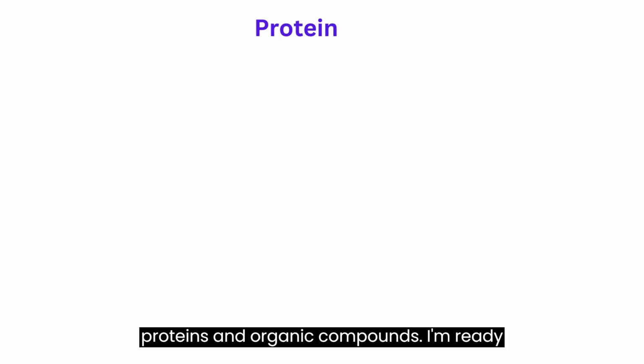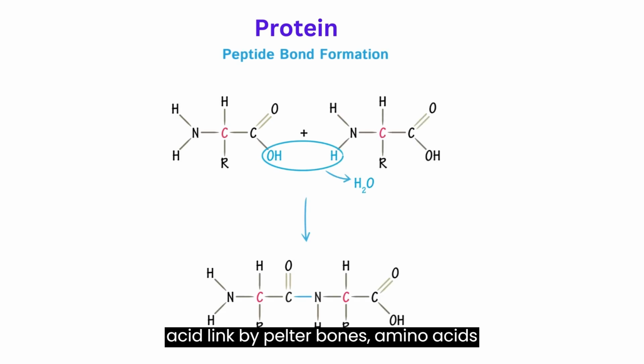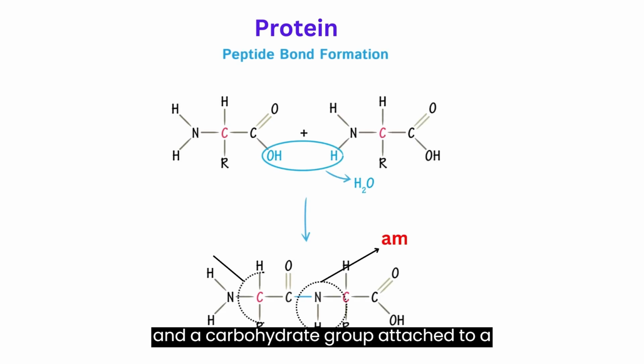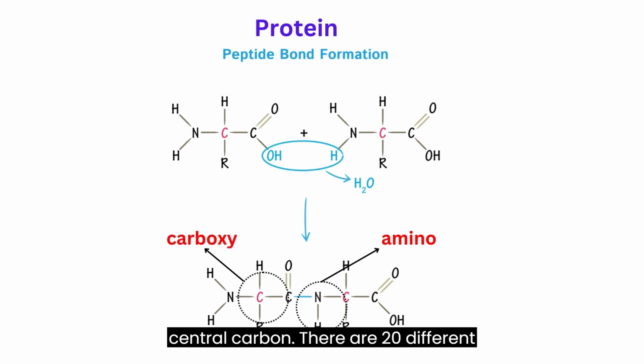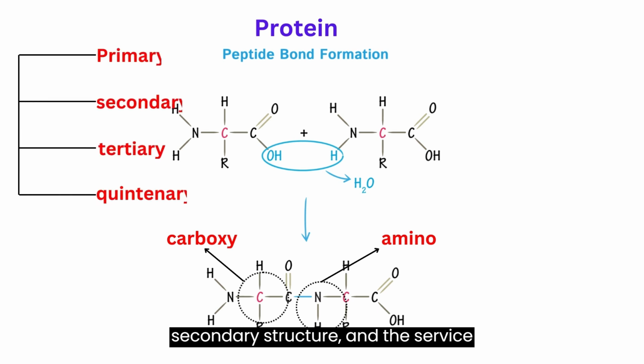Then another class is protein. Yes, protein is an organic compound. I'm ready to shock you guys throughout this whole tutorial. Proteins contain amino acids linked by peptide bonds. Amino acids are molecules that contain an amino group and a carboxyl group attached to a central carbon. There are 20 different amino acids that make up proteins. Proteins have a primary structure, a secondary structure, a tertiary structure, and a quaternary structure. Some examples of proteins are your enzymes, your hormones, your hemoglobin, and so on and so forth.